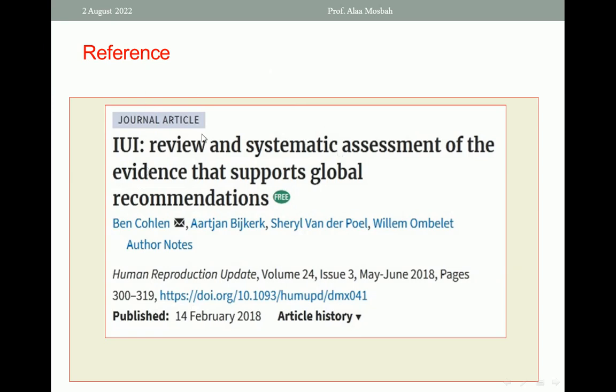Please look to this article, IUI Review and Systematic Assessment of the Evidence that Support Global Recommendation, published in Human Reproduction Update in 2018, and many recommendations in this lecture guided from this article, so you can read it.